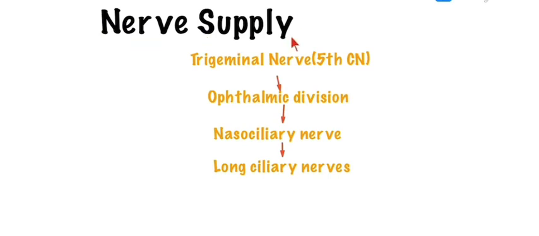Next is the nerve supply. Like any other part of the body, the cornea also has its nerve supply. It comes from the nasociliary nerve, which is of the ophthalmic division of the trigeminal nerve, the fifth cranial nerve. So if they ask the nerve supply, simply say long ciliary nerves from the nasociliary nerve, from the ophthalmic division of the trigeminal nerve.